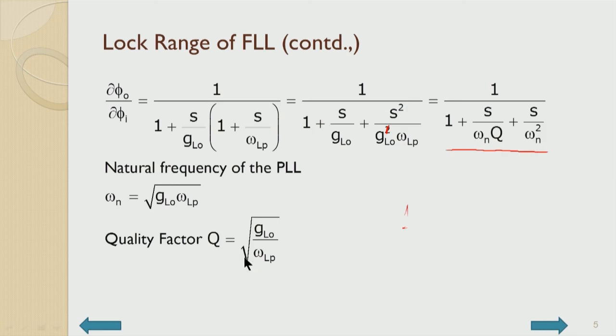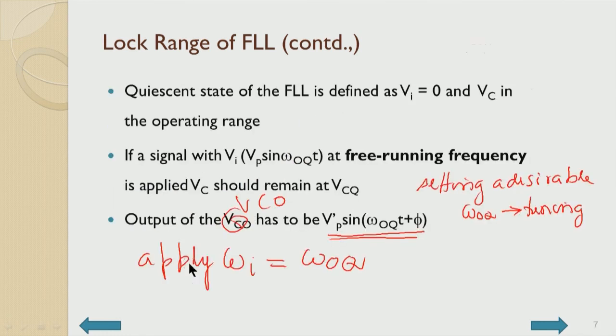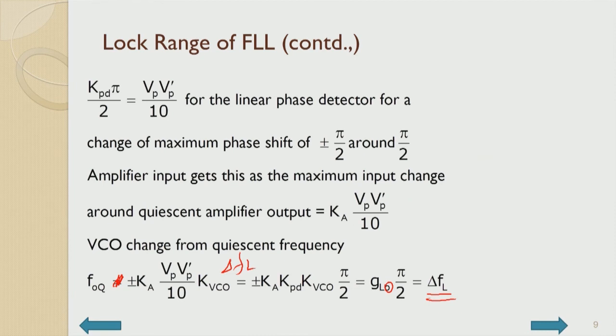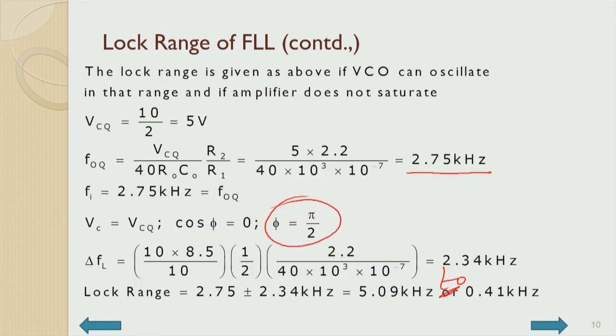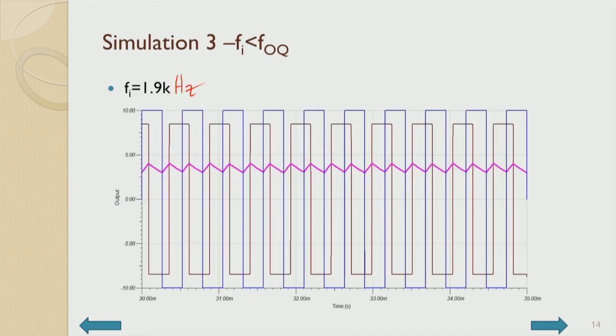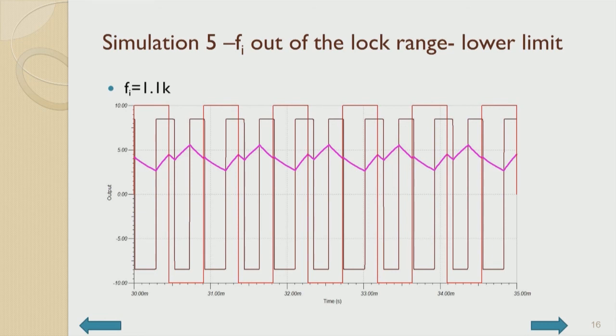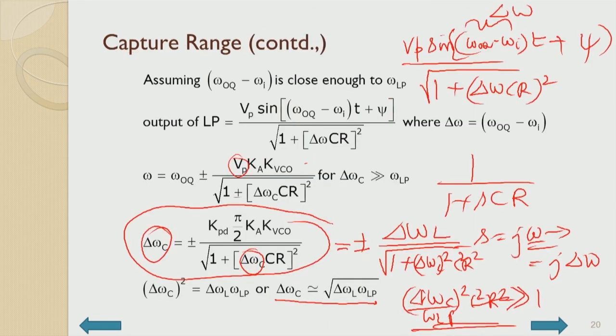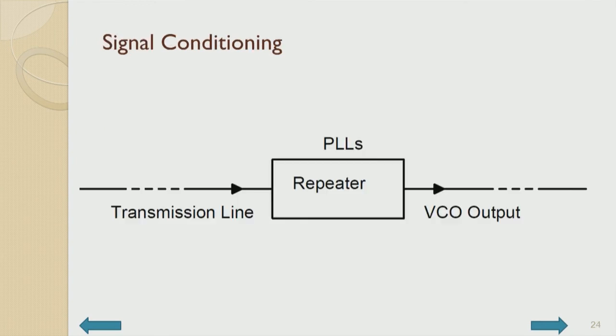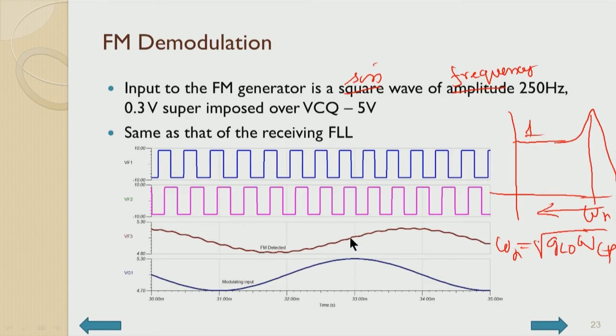Much before, we have shown here root of GL naught into omega LP is the natural frequency. So, the rate of change of frequency, that is the omega m that we have applied, should be low enough compared to omega n. That is the requirement for it to be acting as a frequency follower, otherwise distortion will occur. This is an important function of the phase lock loop in FM detection or FSK detection. It could be a square wave, again it will produce the square wave exactly, with a little bit of distortion because of the low pass filter.